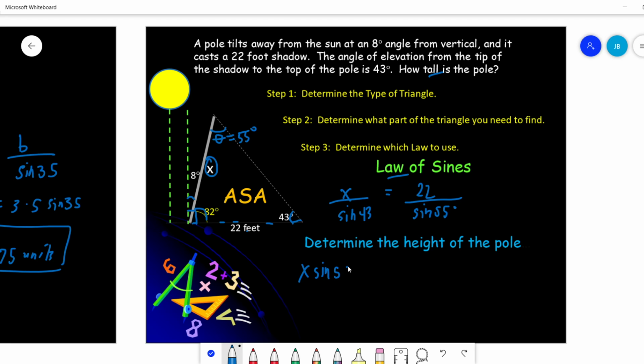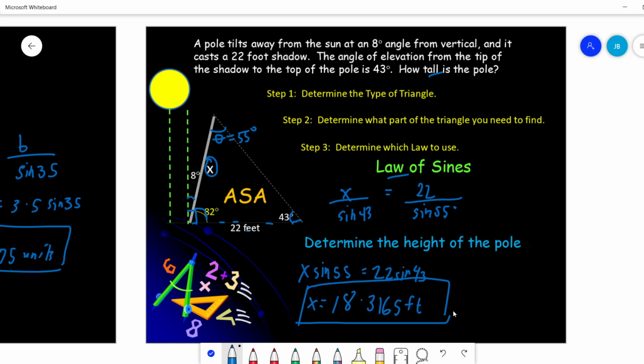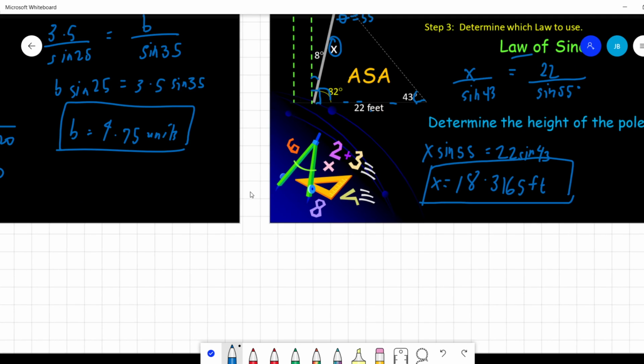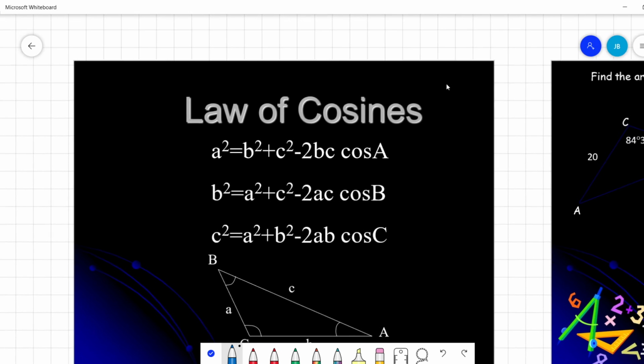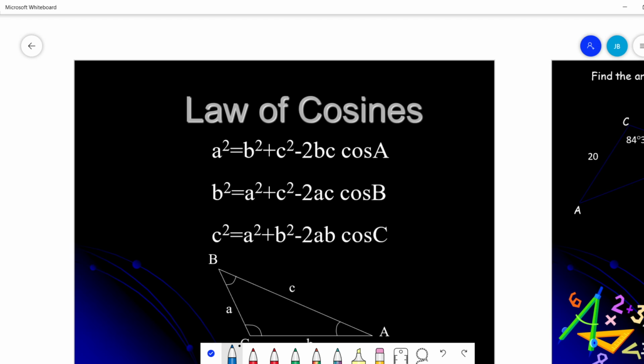So x sine 55 is equal to 22 sine 43. Therefore, x, the height of the pole, is 22 sine 43 divided by sine 55. Therefore, the height of the pole is 18.3165 feet. Now this is our final answer. For the law of cosine, we are going to talk about it in our next lesson. So thank you so much.